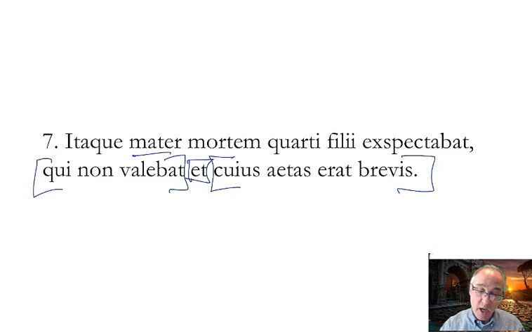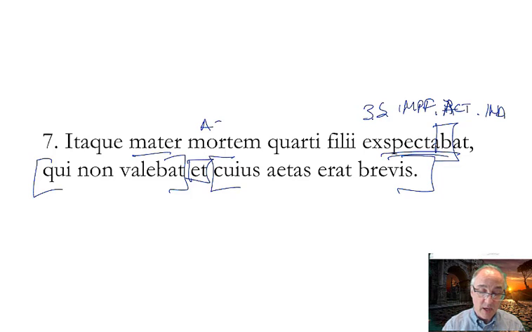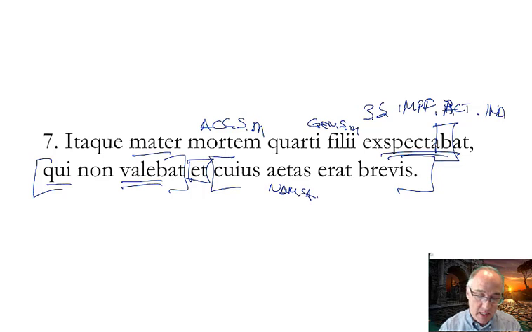And so the mother was looking out for. The mother was awaiting. Notice your imperfect tense. Third, singular, imperfect. Active. This is active in this case. Active, indicative. The mother was awaiting what? The death, accusative, singular, masculine, of her fourth son. I don't know what's going on here. Genitive, singular, masculine. And so the mother was awaiting the death, was looking out for, expecting the death of her fourth son, who, non valebat, who was not strong, and whose age, the nominative, singular, feminine, lifespan, in this case. This is your genitive, singular, masculine, and whose lifespan was brief. And so the mother was waiting the death of her fourth son, who was not strong, and whose lifespan was brief.